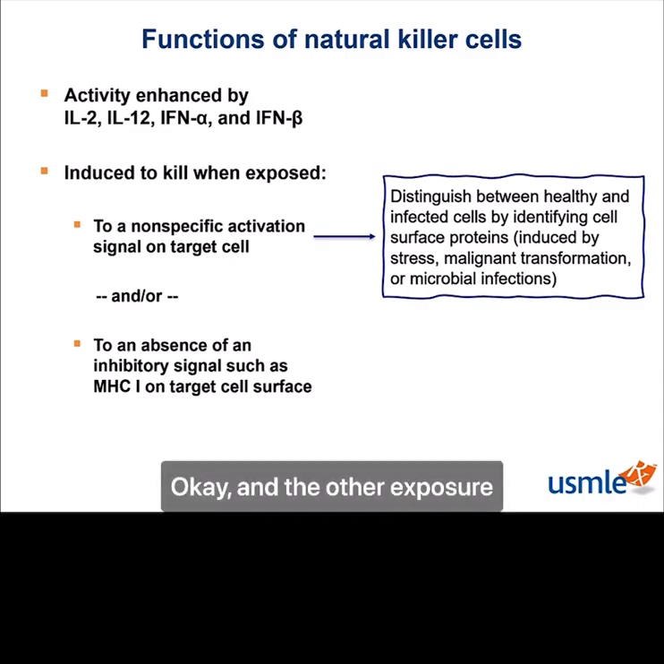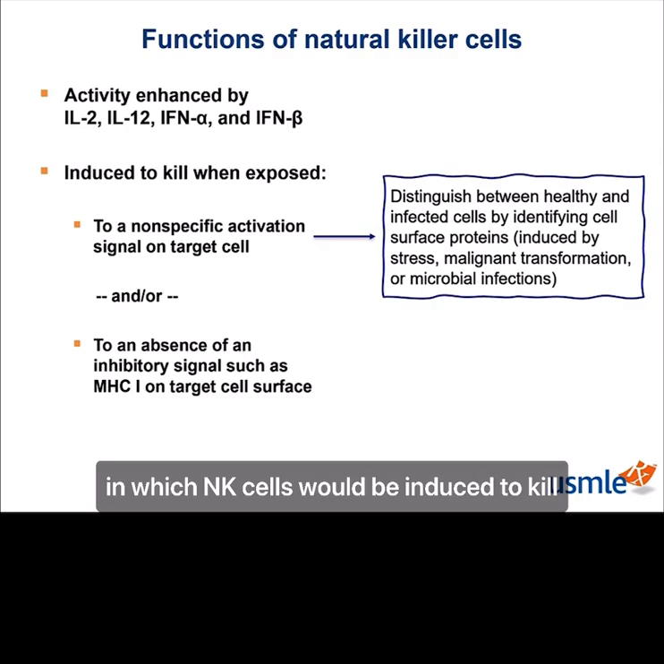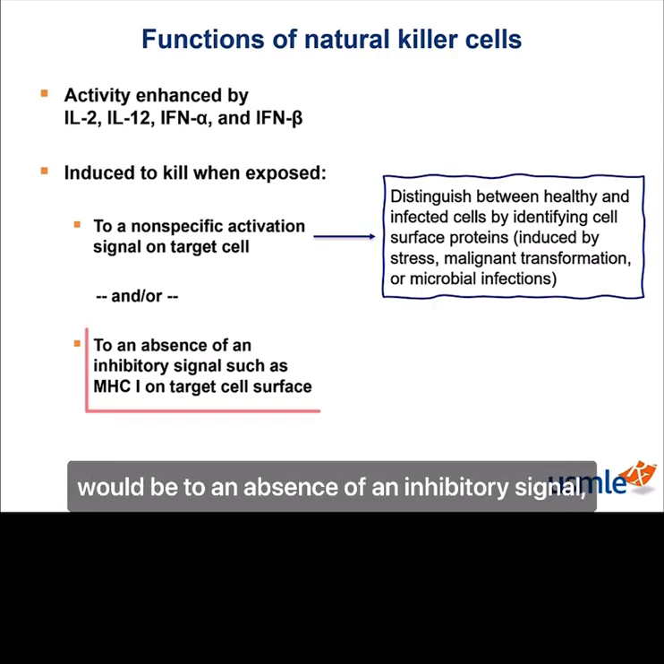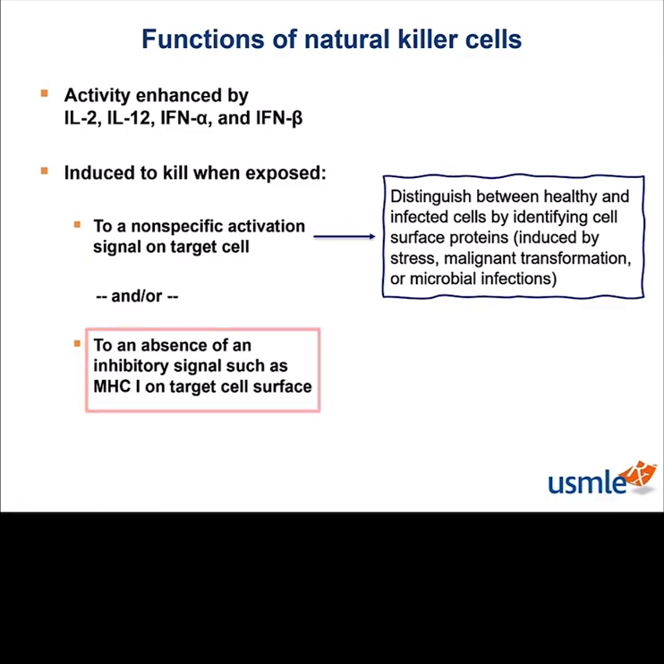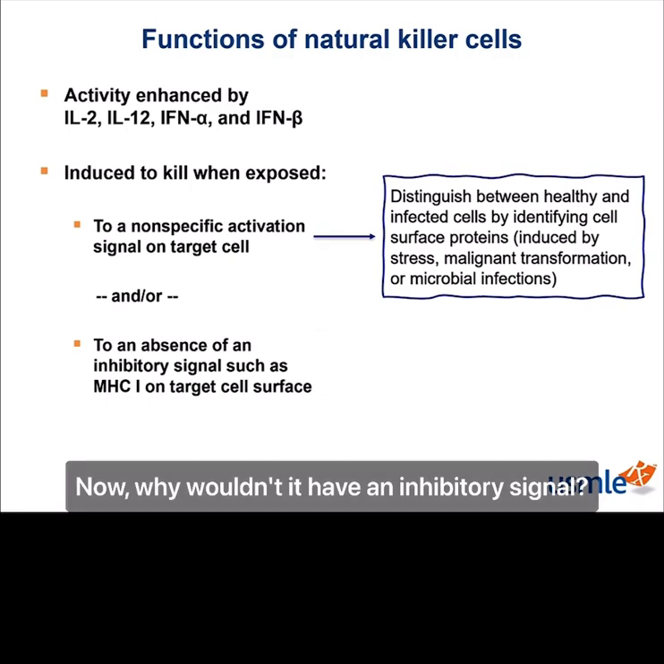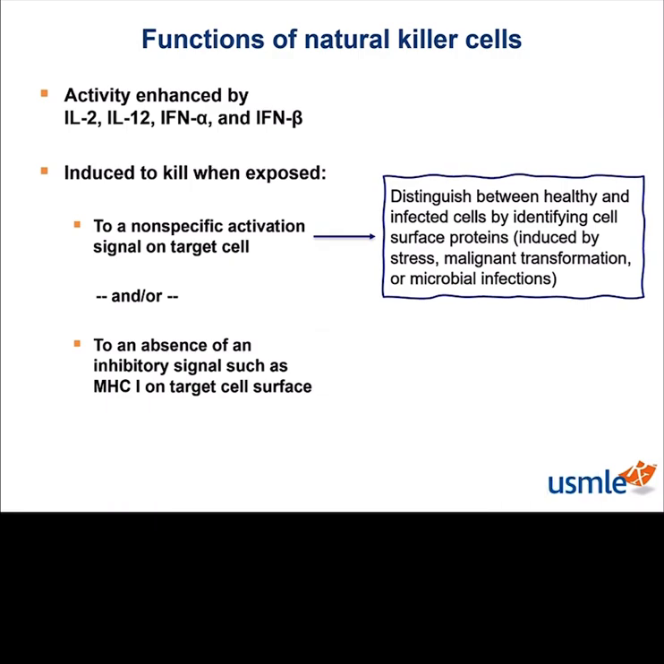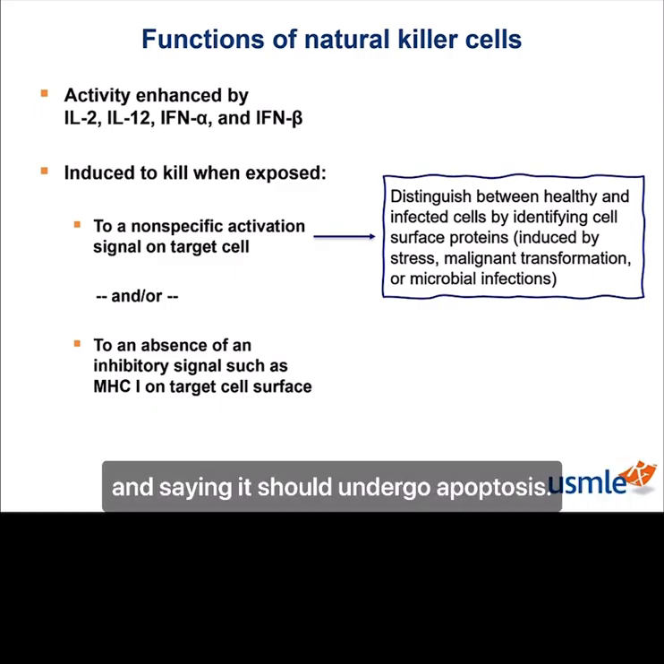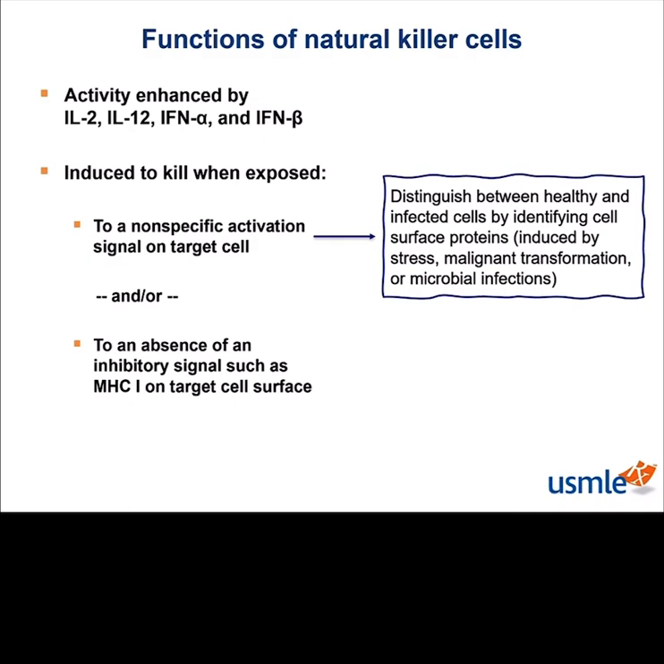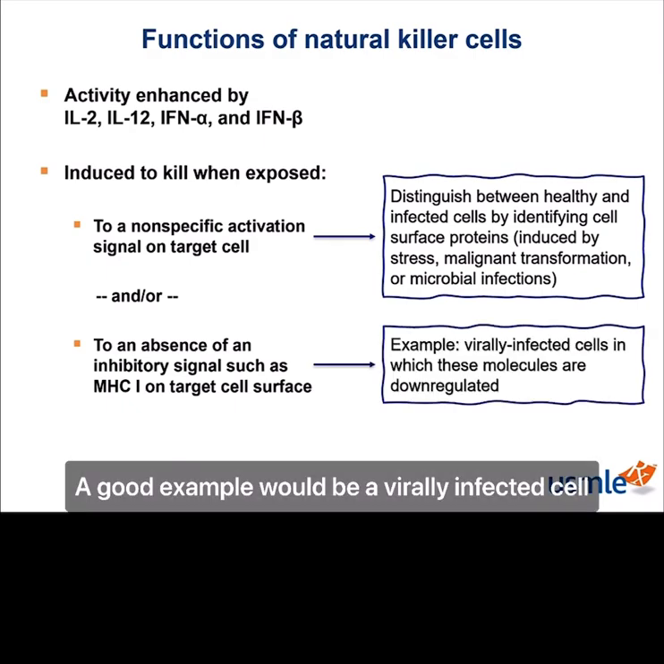Okay, and the other exposure in which NK cells would be induced to kill would be to an absence of an inhibitory signal, such as MHC class I on the target cell surface. Now, why wouldn't it have an inhibitory signal? Well, because the cell is trying to say something's wrong and saying it should undergo apoptosis. A good example would be a virally infected cell, in which those molecules are downregulated.